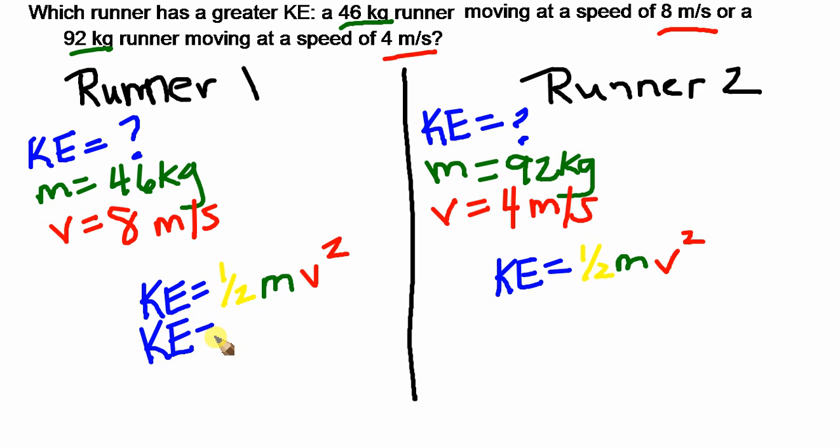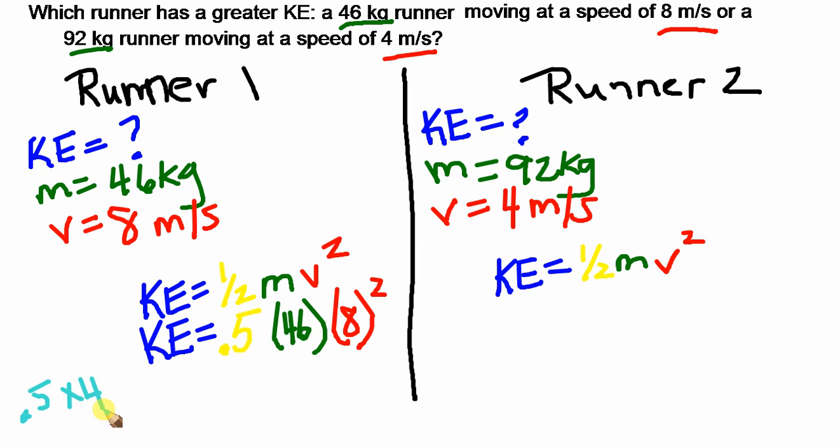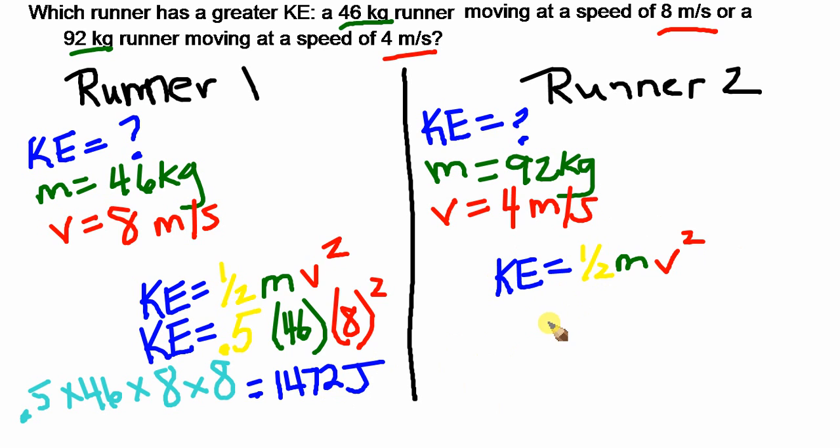So KE equals, I'm now going to replace my 1/2, which is the same as 0.5. My mass is 46, and my velocity is 8 squared. I'm going to type right into my calculator 0.5 times 46 times 8 times 8. That squared means I need to multiply times 8 twice. And when I type this into my calculator, I get a kinetic energy of 1,472 joules.